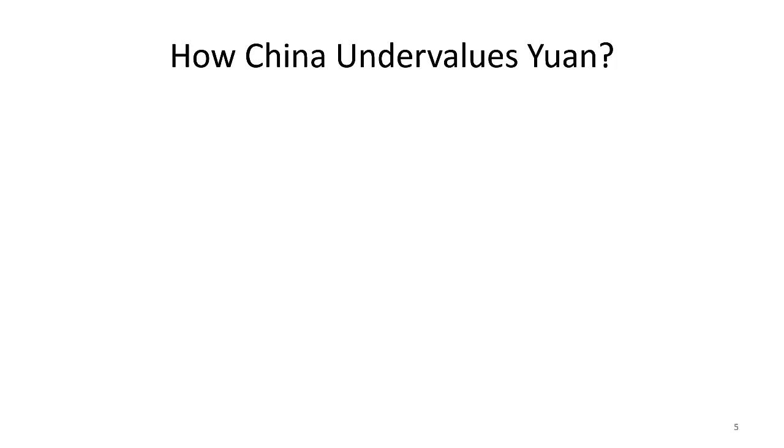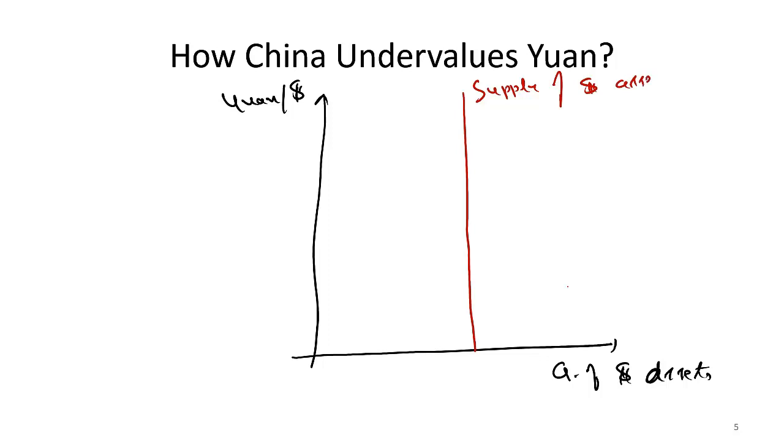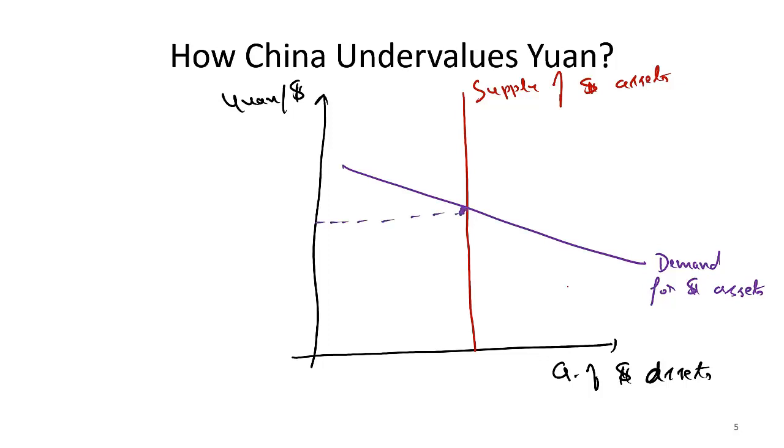So let's try to understand this using a diagram, and we'll be drawing a demand and supply diagram to understand it. Here I'll measure yuan per dollar. That is, yuan is the foreign currency, which is the Chinese currency, and this is the quantity of dollar assets. This is my supply of dollar assets, and this is my demand for dollar assets. So let's say under a normal situation where the Chinese government doesn't intervene, 5 yuan per dollar is the exchange rate.